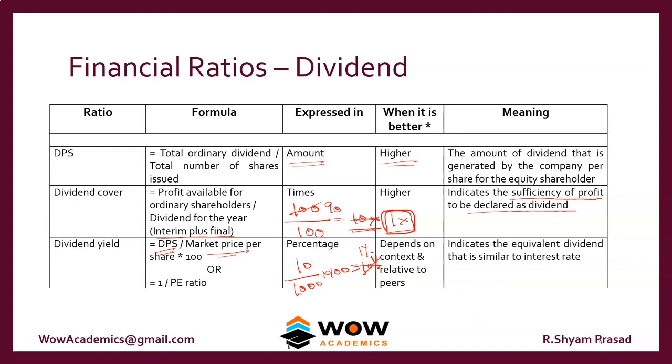So the investors will prefer a higher dividend yield from a company, but again it depends upon the context and the peer companies. If competitors are having a lower yield, then we can also have a lower yield. If competitors having a higher yield, we have to have a higher yield. So that's how it works.